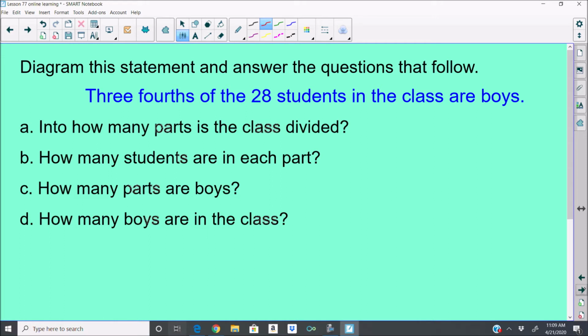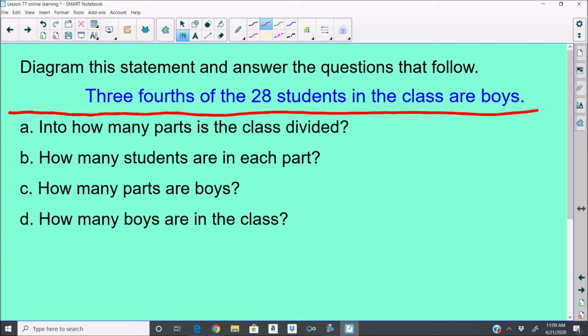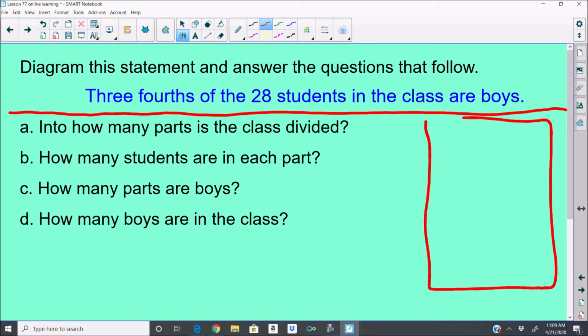Basically, where's my pen? The part above the line here is all the information that we have. 3/4 of the 28 students in the class are boys. So it says diagram this statement. So I'm going to make a box.